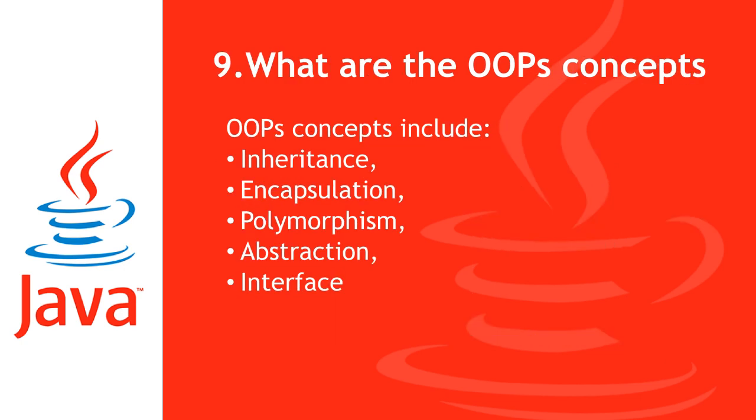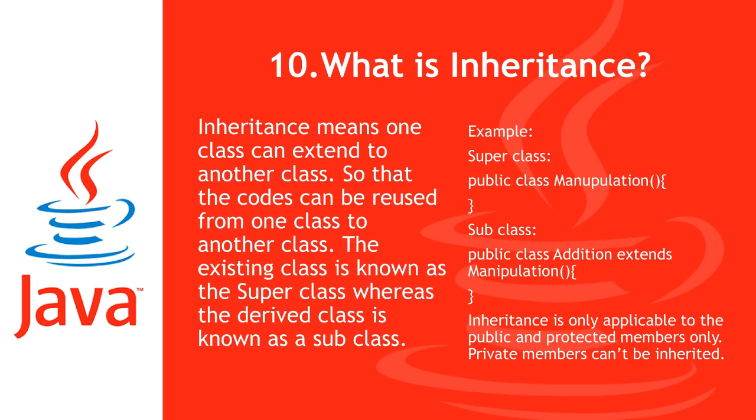What are the OOPS concepts? OOPS concepts include inheritance, encapsulation, polymorphism, abstraction, interface. What is inheritance? Inheritance means one class can extend another class, so that the code can be reused from one class to another class. The existing class is known as the superclass, whereas the derived class is known as a subclass. Example: superclass public class Manipulation, subclass public class Addition extends Manipulation. Inheritance is only applicable to the public and protected members only. Private members can't be inherited.